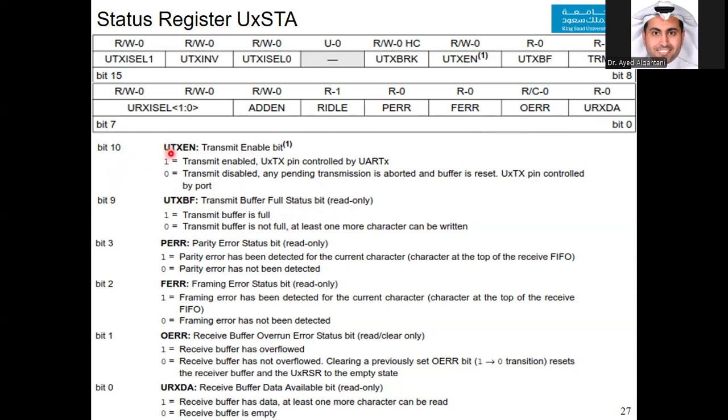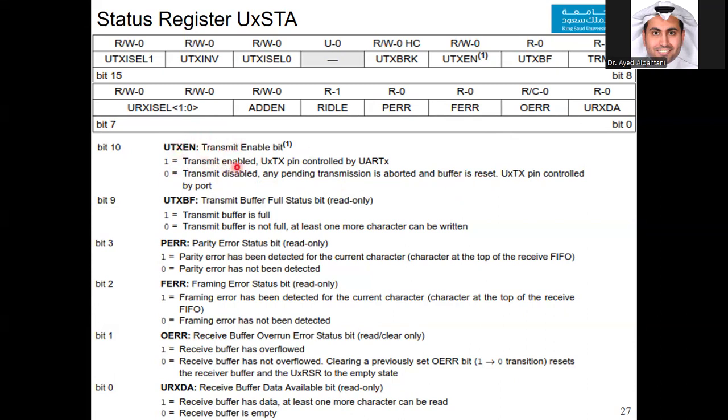And you have the UART transmitter enable bit. Here, if it is 0, the transmit is disabled. You don't want to transmit. Remember, the transmitter should initiate the transmission. So how does the transmitter say, okay, I want to transmit using this one? If it is 0, the transmit is disabled. Any bit in transmission is aborted. The buffer is reset. I'm not interested in transmission at all.